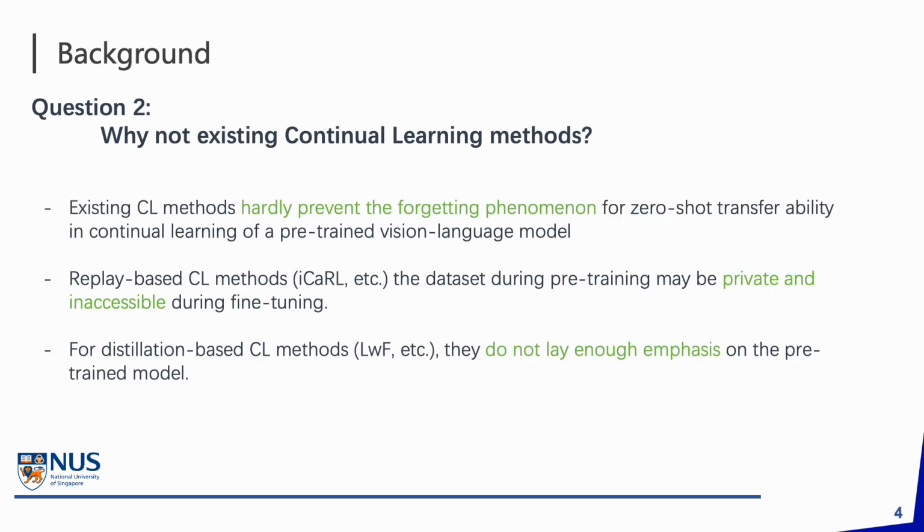The second question naturally arises: why do existing continual learning methods not work? First, existing methods hardly prevent the forgetting of zero-shot transfer ability in continual learning of a pre-trained vision language model. For replay-based continual learning methods, the dataset used during pre-training may be private and inaccessible during the fine-tuning process. While for distillation-based continual learning methods, they do not place enough emphasis on the pre-trained models.